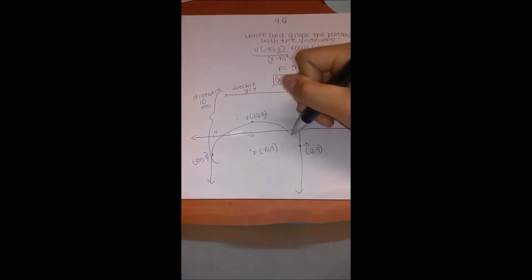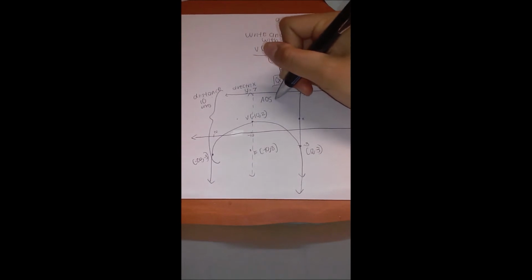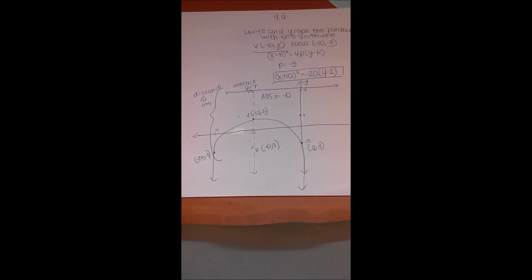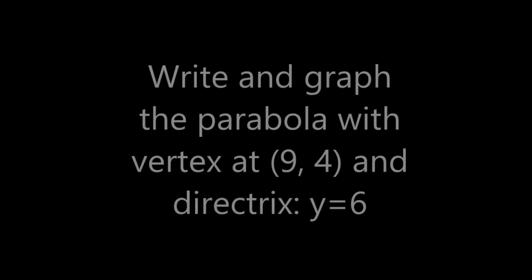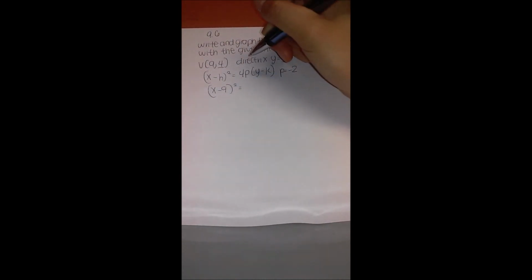We then connect those 2 coordinates with the vertex to form the parabola. We finally label the AOS at x equals -10. Given that the vertex is at 9, 4 and the directrix is at y equals 6, we have to use the equation (x minus h) squared equals 4p(y minus k). P would equal -2, of course.